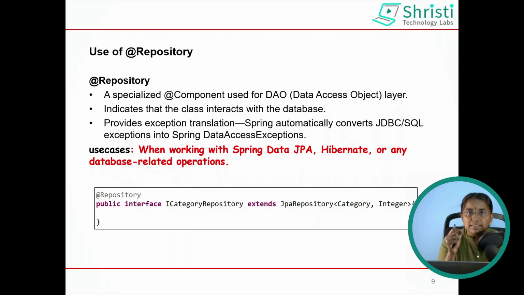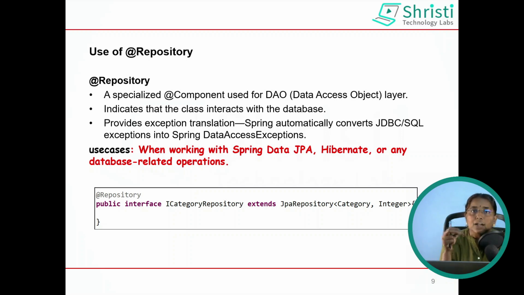This is a specialized @Component annotation which is used with DAO layer classes or interfaces. This indicates that a class or an interface that is annotated with @Repository interacts with the database. If a class is annotated with @Repository, this means we are using JDBC to connect with the database. If an interface is annotated with @Repository, this means we are using spring-data-jpa to interact with the database.